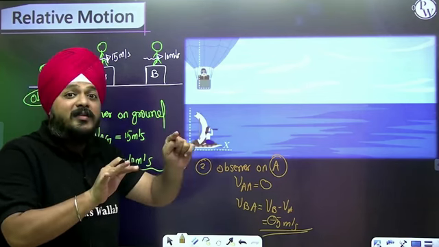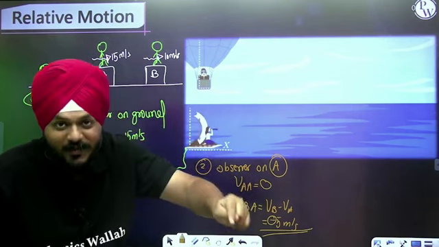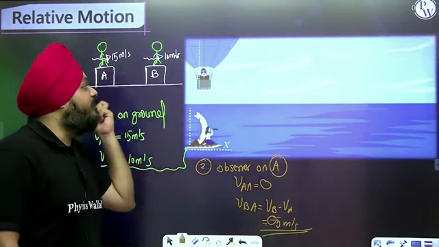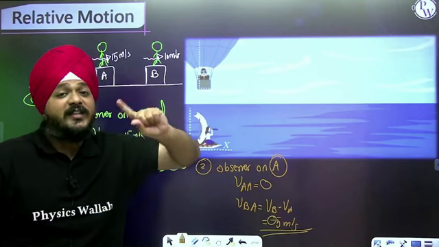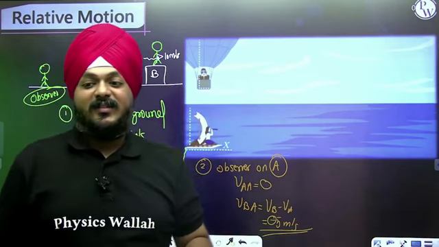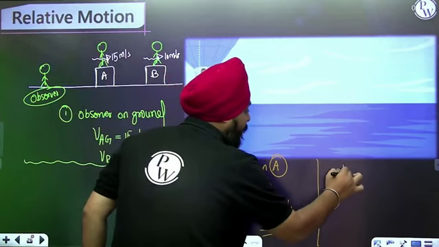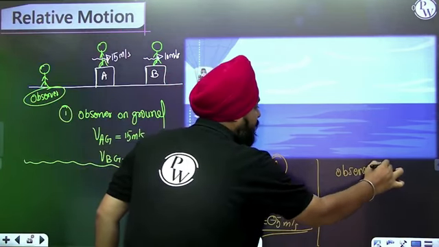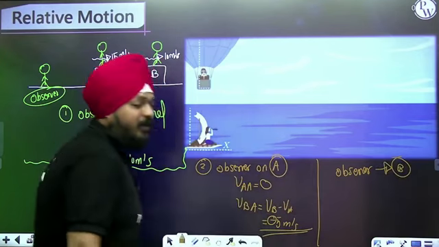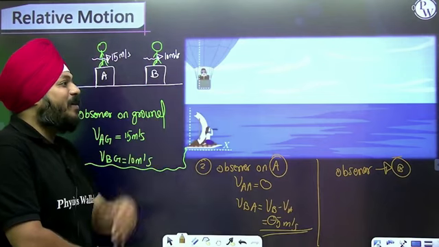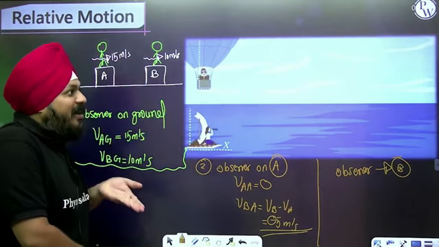This appears when the observer is on A. It does not appear when the observer is on the ground. Things are different. Let's check what happens when the observer is on B. First the observer is on A. I can see I am having more velocity as compared to B. Hey B, you are coming nearer.